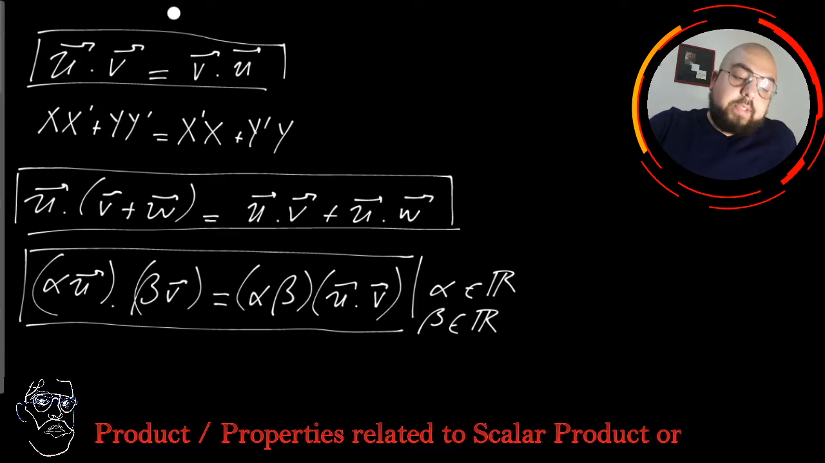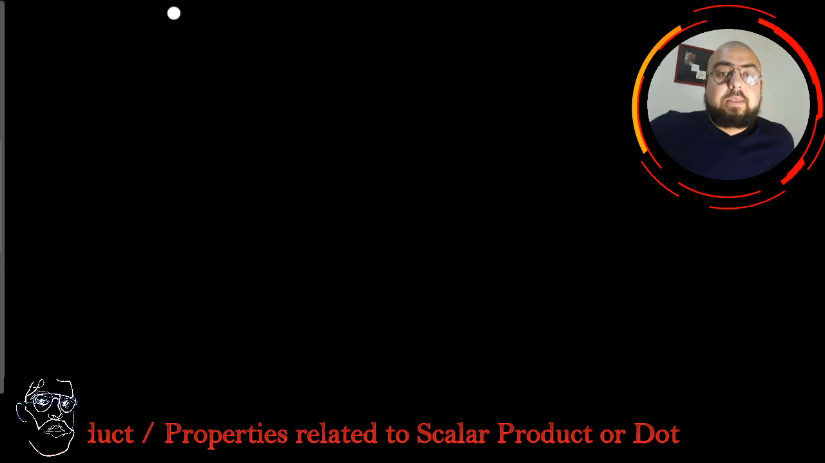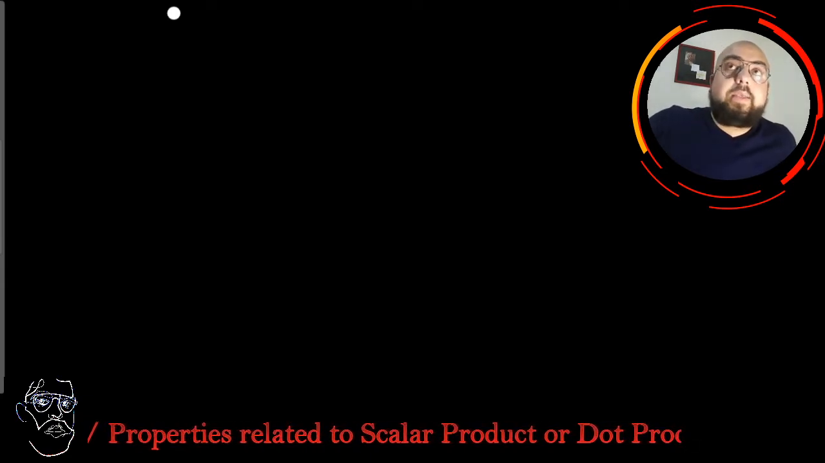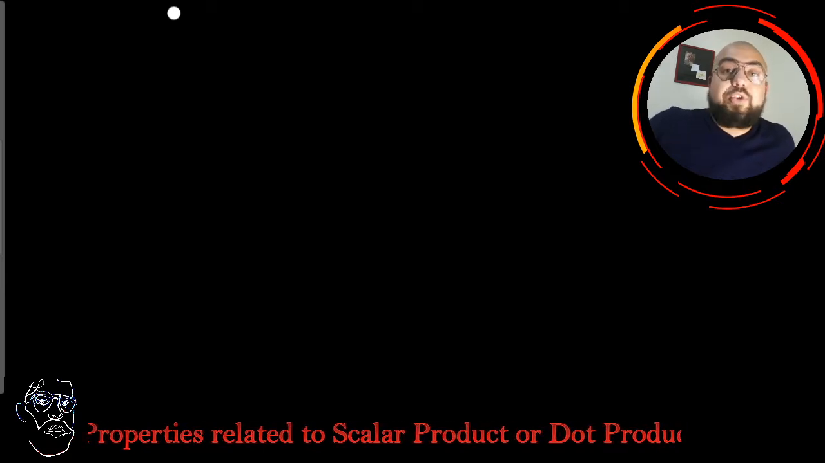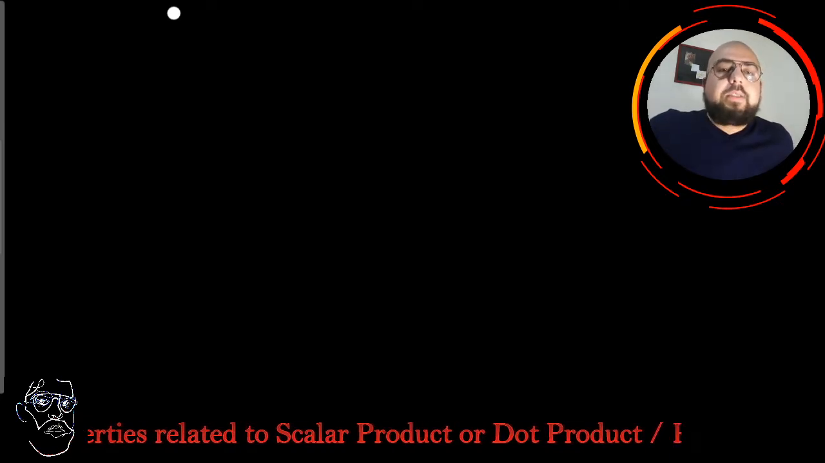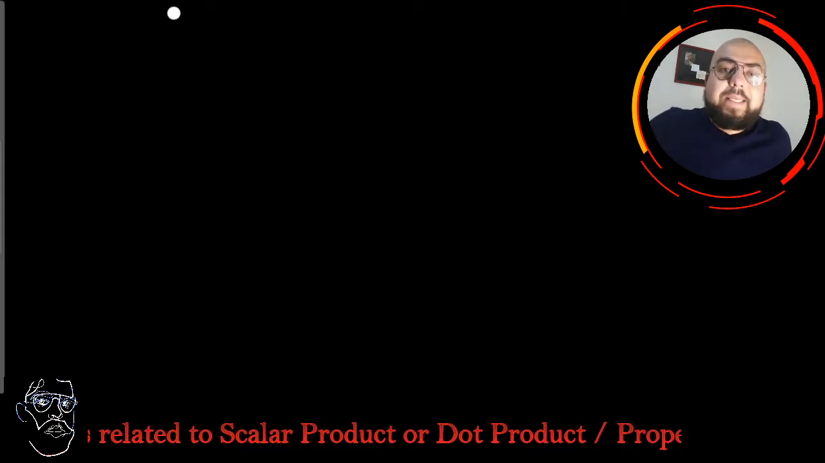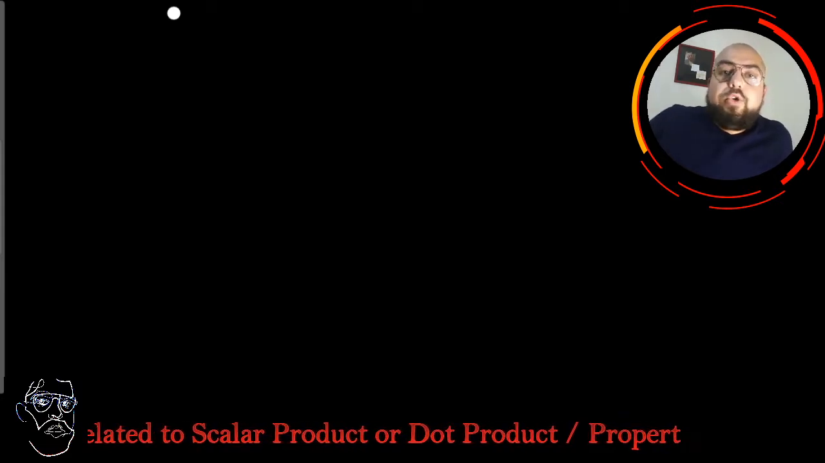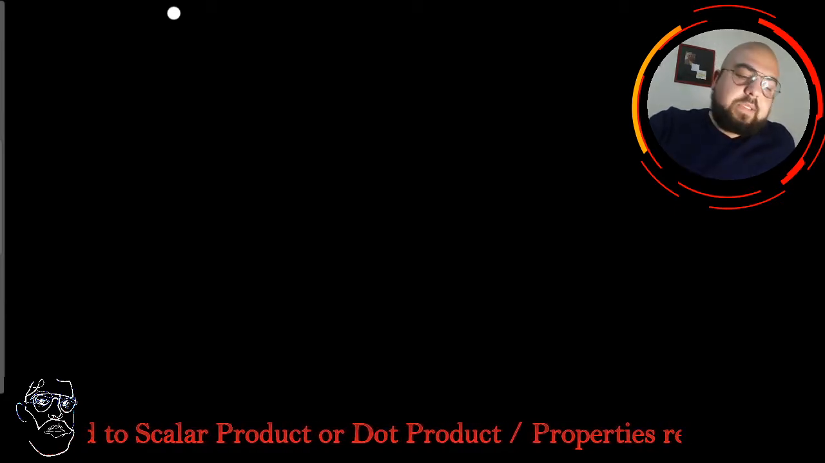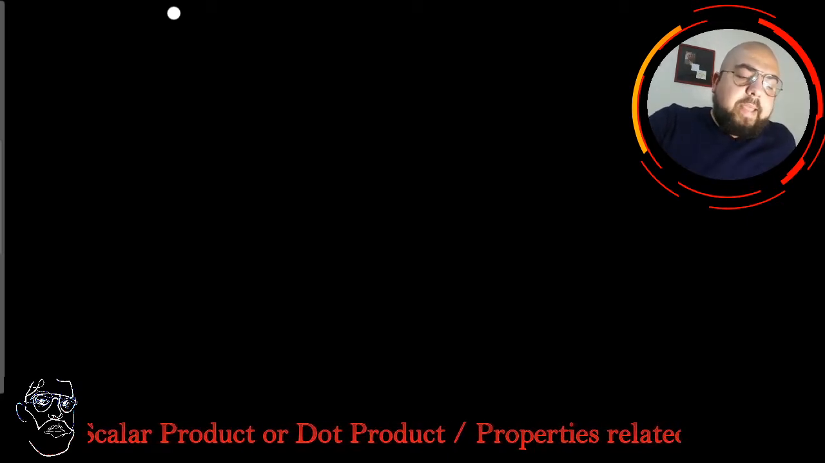Now, there are some properties which are going to help us find a new way to calculate a scalar product. In a previous video I already mentioned three different methods to find the scalar product between two vectors. But there are some formulas using these properties that are going to lead us to a new method, a new formula to calculate the scalar product. Let's first start by mentioning the main properties.